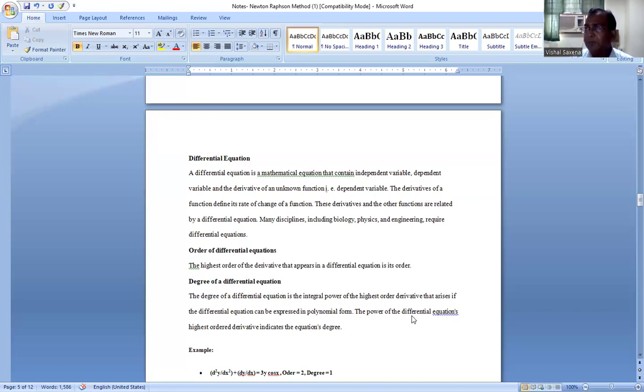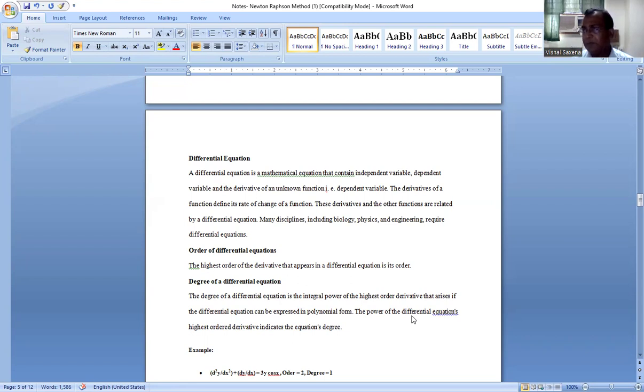One very important point to be noted here: to find the order and the degree of a differential equation, the differential equation must be free from any radical term or derivative term that comes in the denominator. So first we have to arrange our differential equation in a proper way.